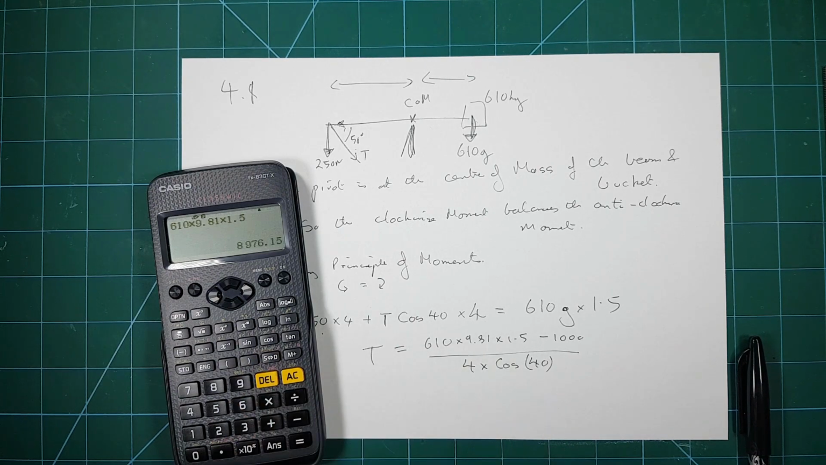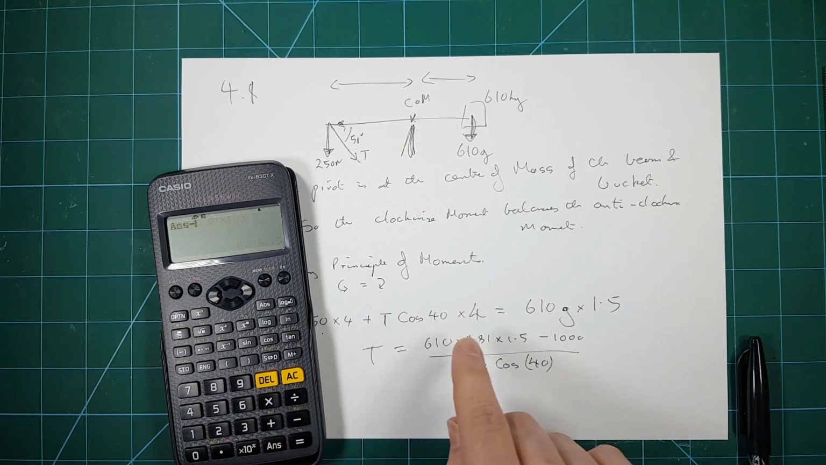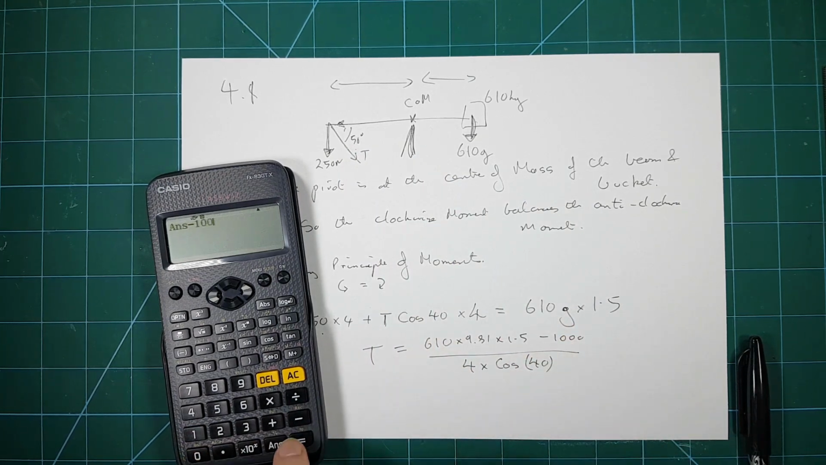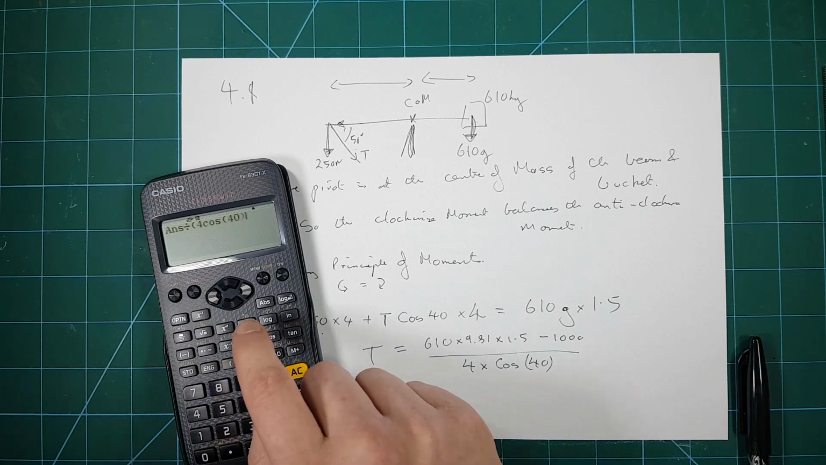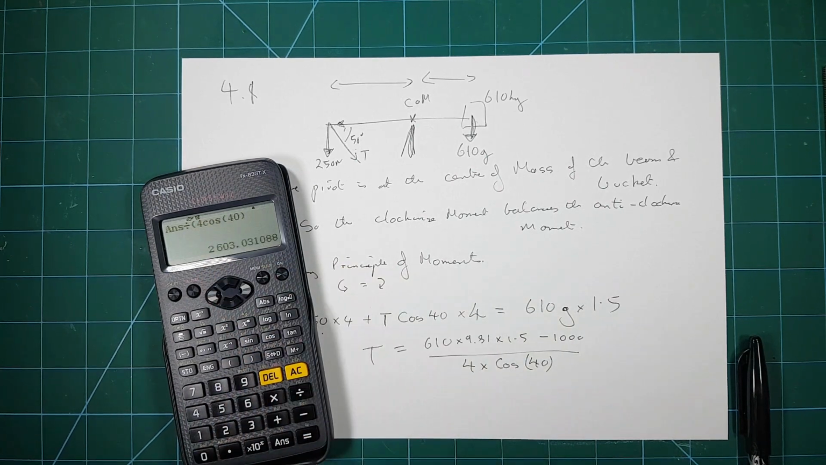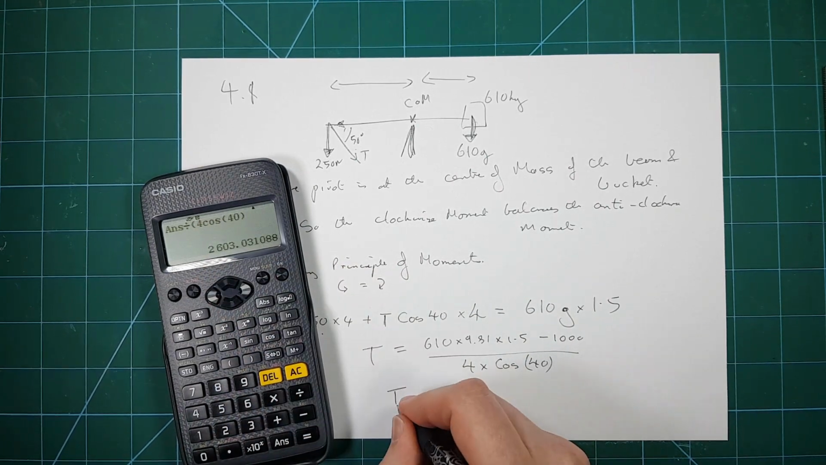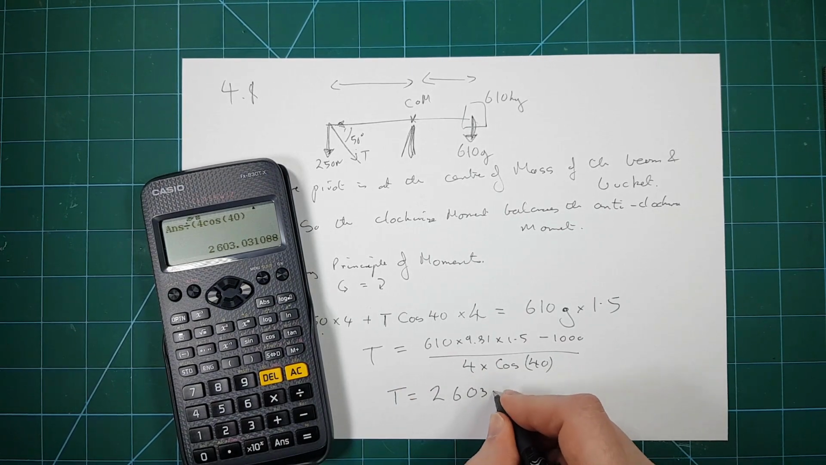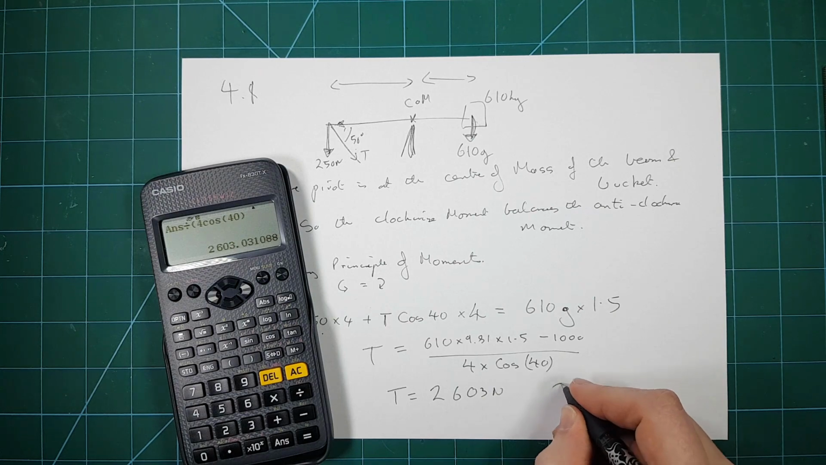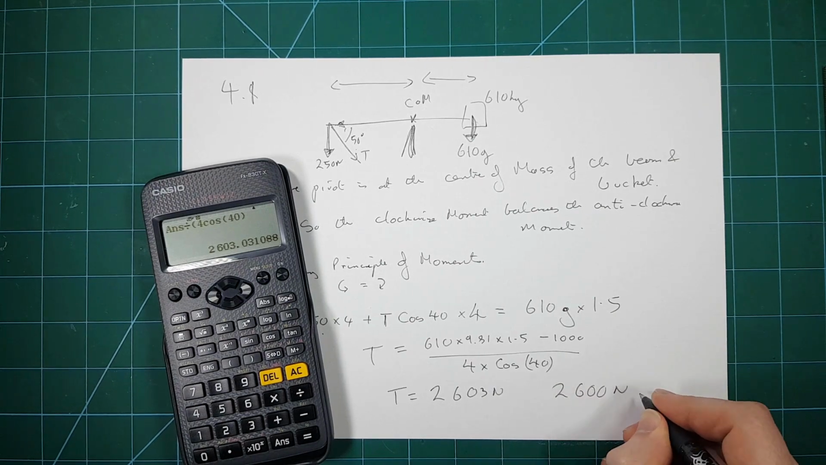So we get that for this part here. We take away the 1,000 to get that, we divide by brackets 4 times cos of 40. Let's check I'm in degrees. Yes, I am. And we get that. So T is equal to 2,603 newtons, or 2,600 newtons to 2 significant figures.